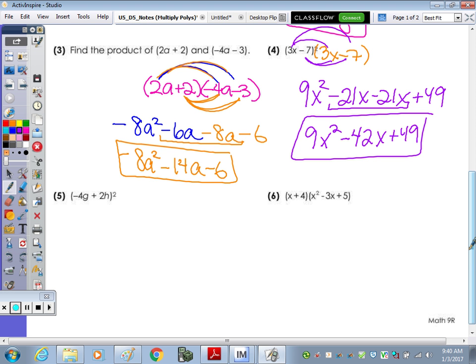Again, we don't just square the 4 and square the 2. You have to write it out twice. So this would be negative 4g plus 2h times negative 4g plus 2h. So why don't you go ahead and take a minute and multiply the binomial times itself in number 5. Same process as number 4.